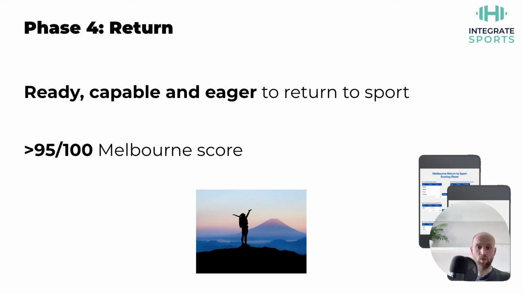Taking into consideration all of these scores, then what we do is we create a finalized score. And because it's so comprehensive, you need to try to achieve a score of 95 or above in the Melbourne ACL score. Once you've achieved that, you're basically given the green light to return to sport, which is obviously the main thing we're aiming to do here.